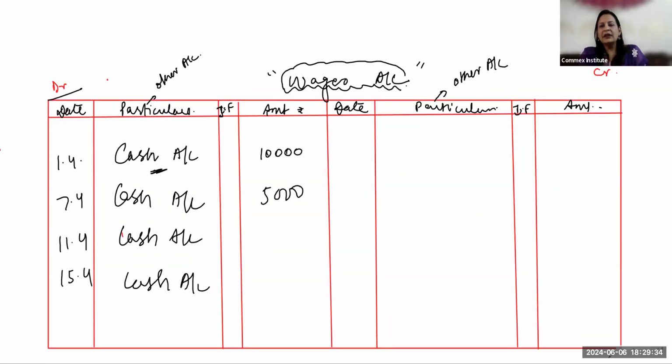Nothing more. Otherwise, the ledger as such, we'll be preparing after we are done with the journal. Okay.